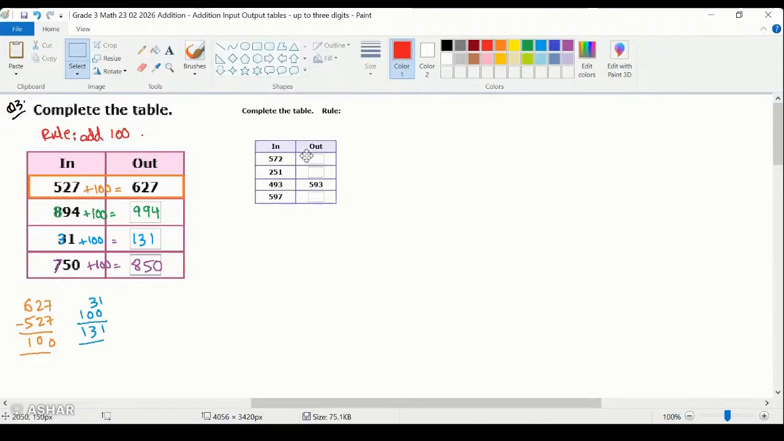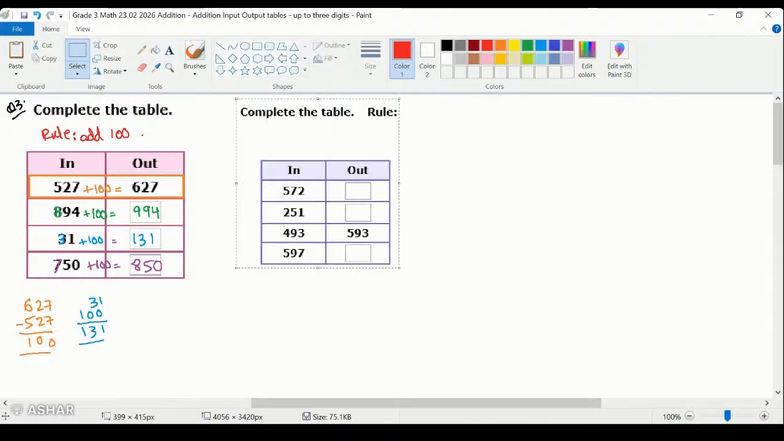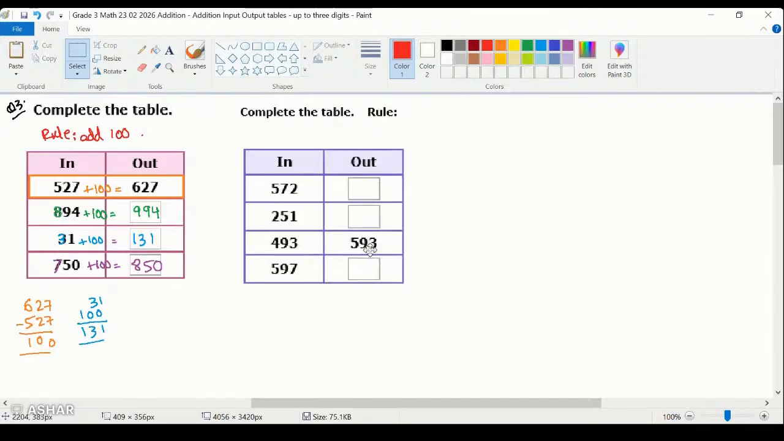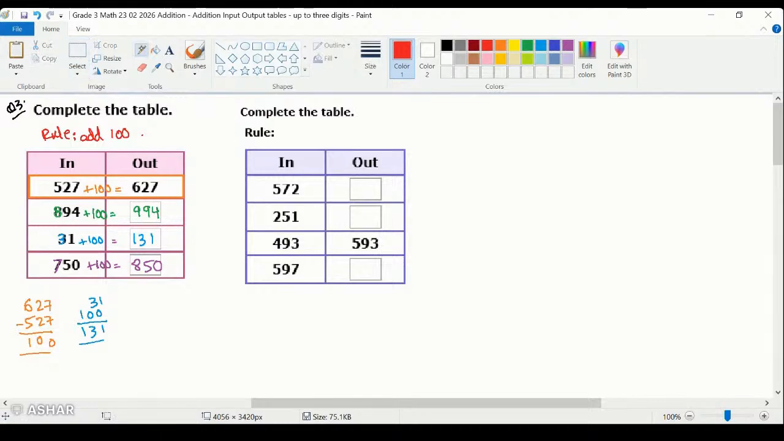Question number 4 says this statement, and they're asking us to find the rule as well. Originally, the rule was given in the question. I'm skipping the rule, okay? So one of the values is given to us, that is 493 and 593. What we can see over here is the 100th position has been increased by 1. That means we added 100. The rule is add 100.